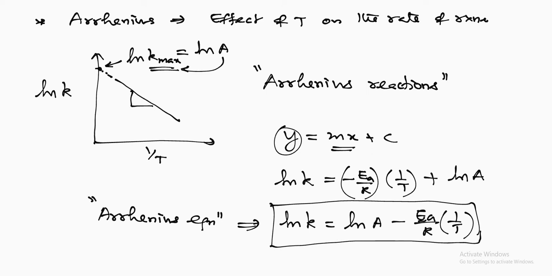Arrhenius equation: ln K equal to ln A minus EA by R into 1 by T. Okay, what is EA? What is A? I'll give the terms in the next page. But before going to that, this equation can also be written in a simplified form as ln K equal to ln A minus EA by R into T. Okay, this is the Arrhenius equation.